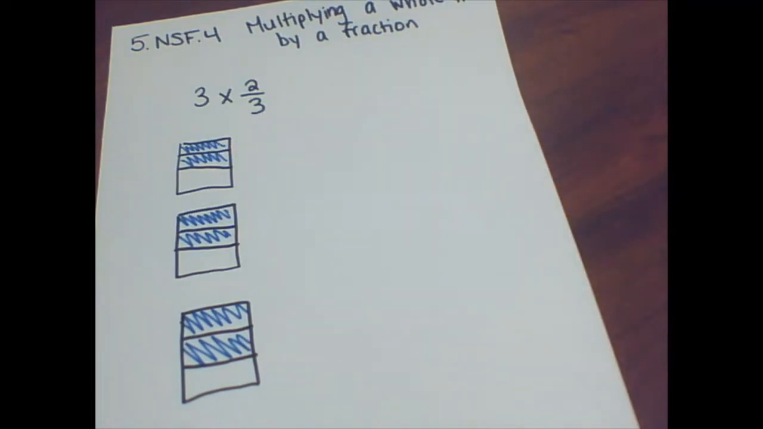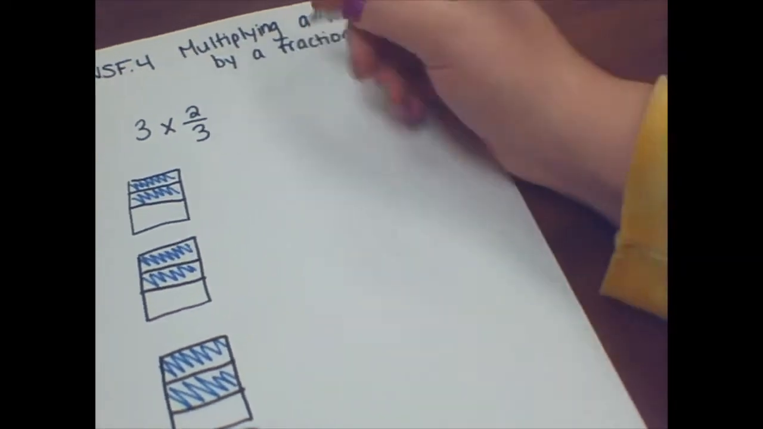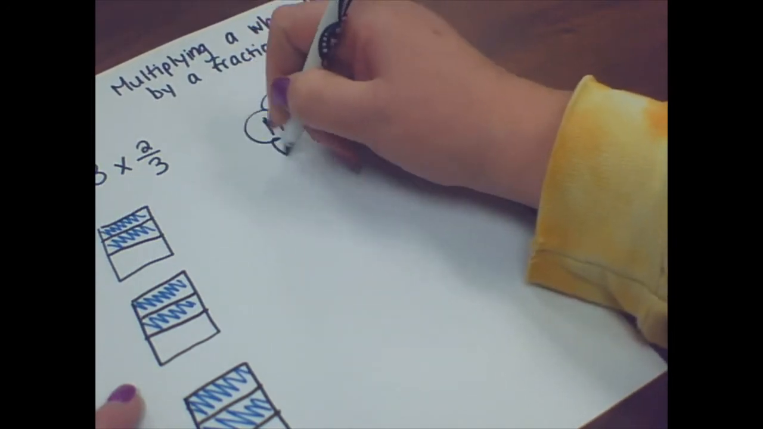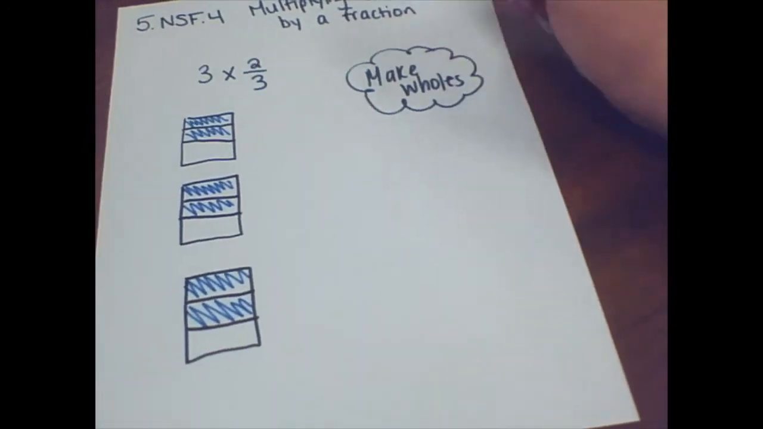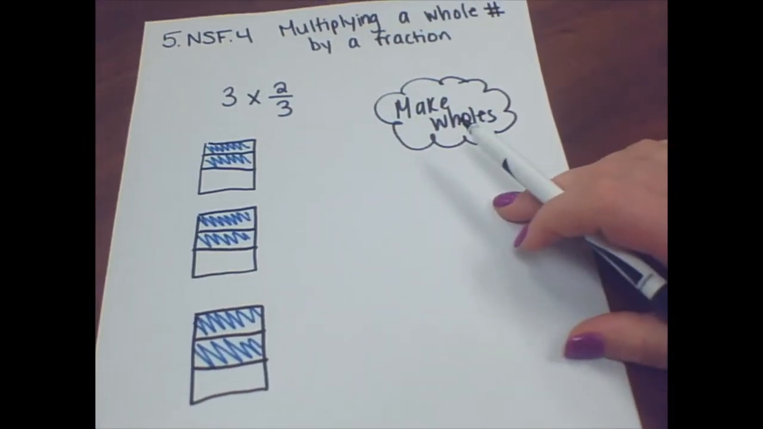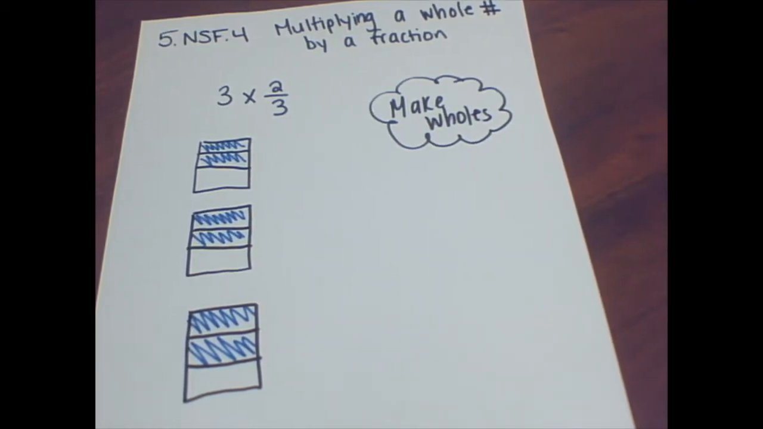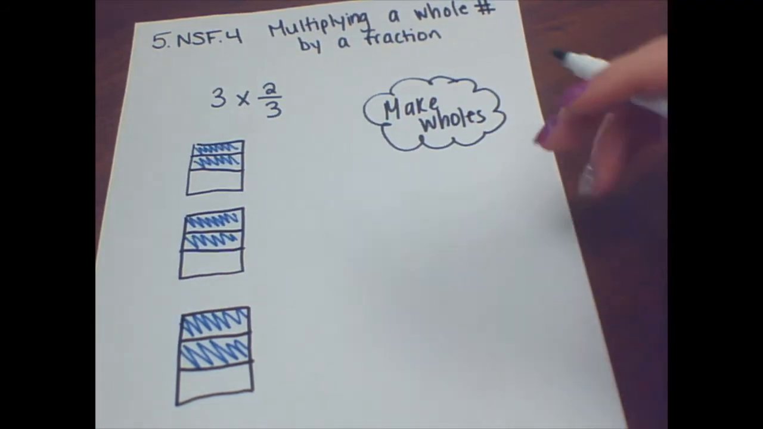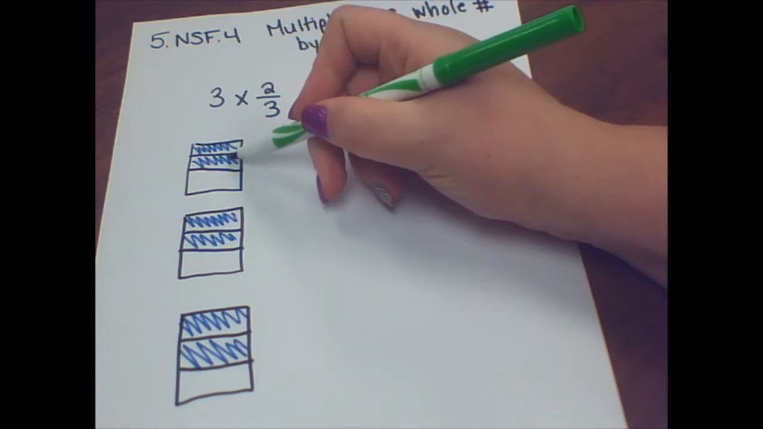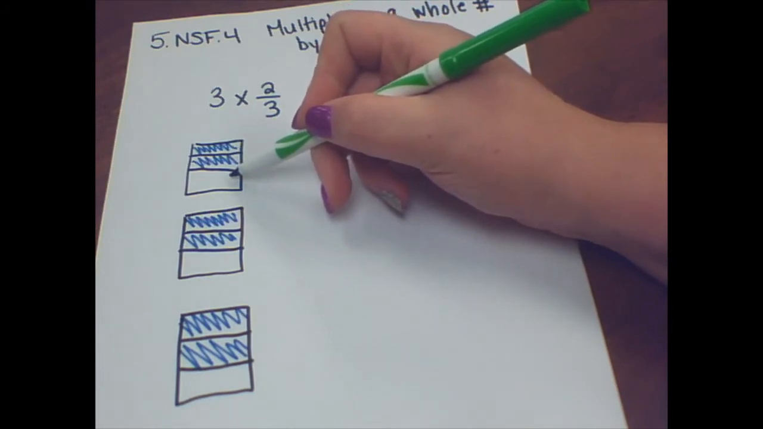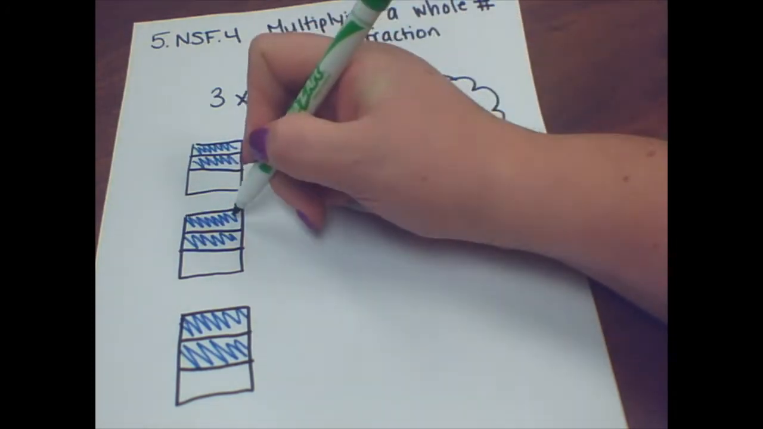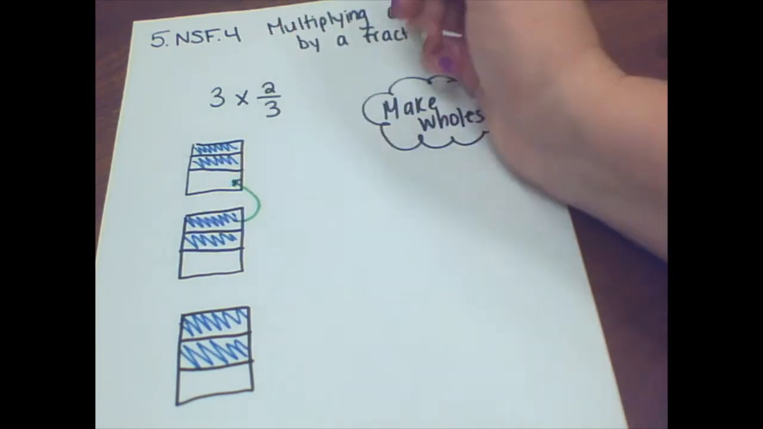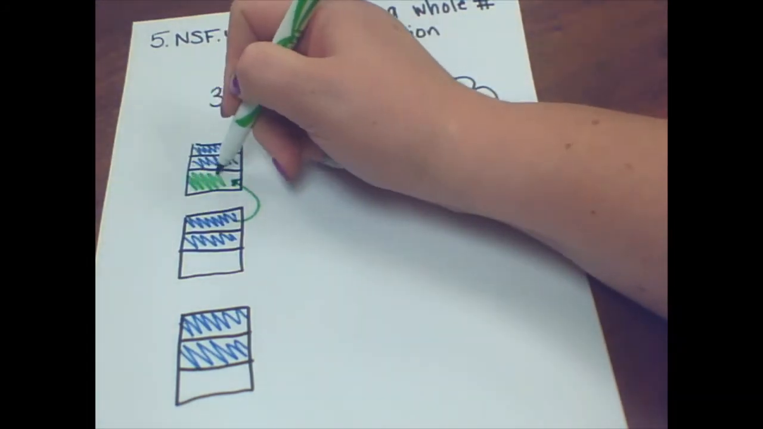All right, the goal here, you are always trying to make wholes. So whenever you multiply a whole number times a fraction, your goal is to make wholes, okay? And what I mean by that is I want to move some of these parts around so that I can make a whole. Right now, I have 2 parts filled. If I fill in one other part, I will have made a whole, right? So I'm actually going to take this part that's right here, and I'm going to move it up there, and I'm going to shade it in.